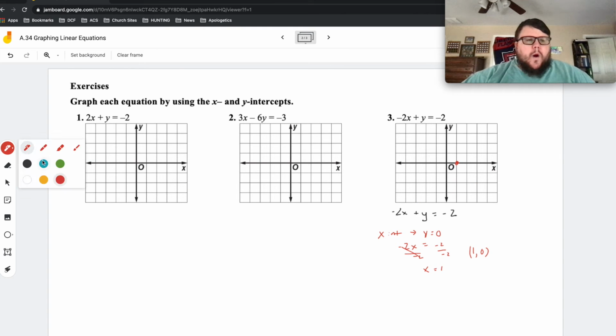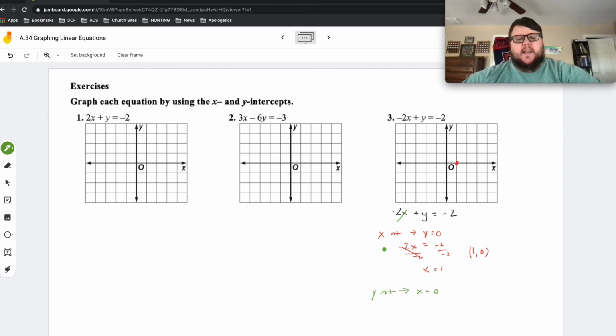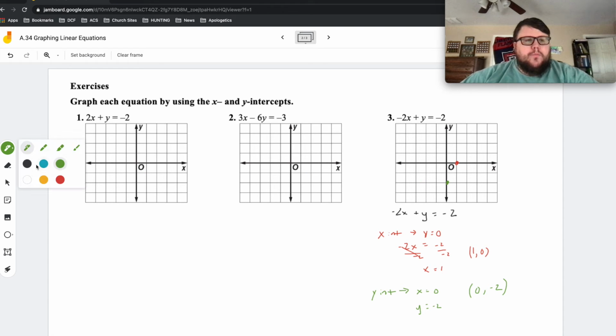And then I'm going to do my y-intercept. And that means x equals 0. So when I plug 0 in for x, that whole thing cancels out, the negative 2x. So I'm just left with y equals negative 2. So there's nothing else to solve here. So my point is 0, negative 2. And then I'm going to go ahead and plot that. 0, negative 2. So I have my 2 points.